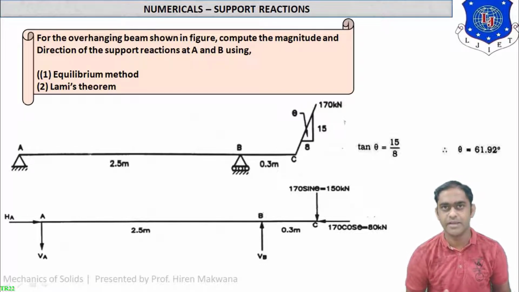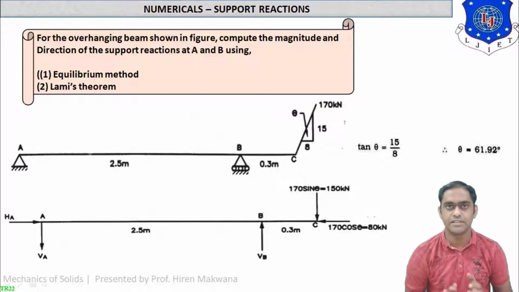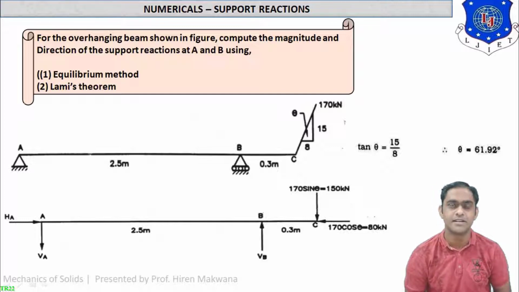In which you are taking sigma H equal to 0, you are taking moment at the left support, you are taking sigma V equal to 0, and then after you are finding the resultant reaction. This is the conventional method. But the same support reactions can be found out with the help of Lami's theorem also. You must know about Lami's theorem. Lami's theorem we have studied in the chapter coplanar concurrent forces. So with the help of that method also, we will discuss the support reactions in this numerical.